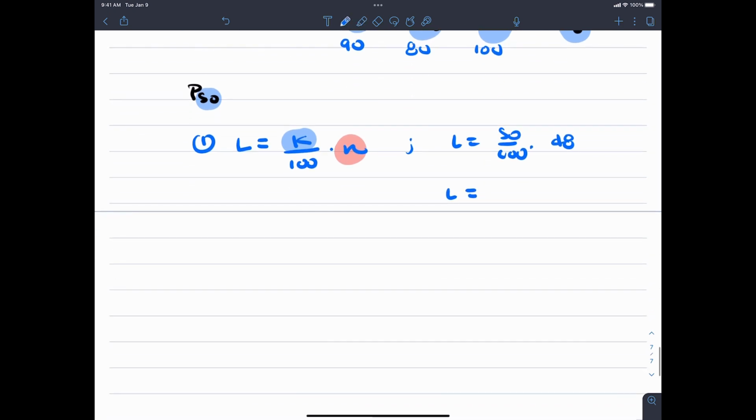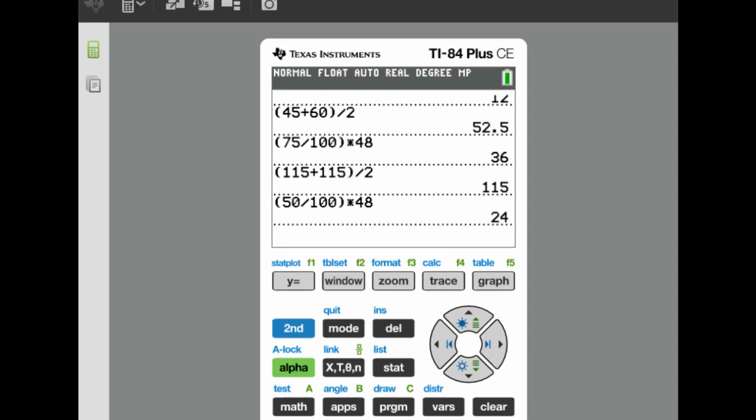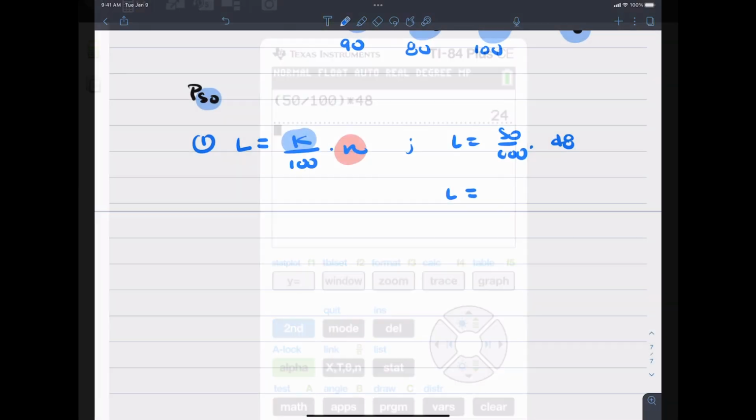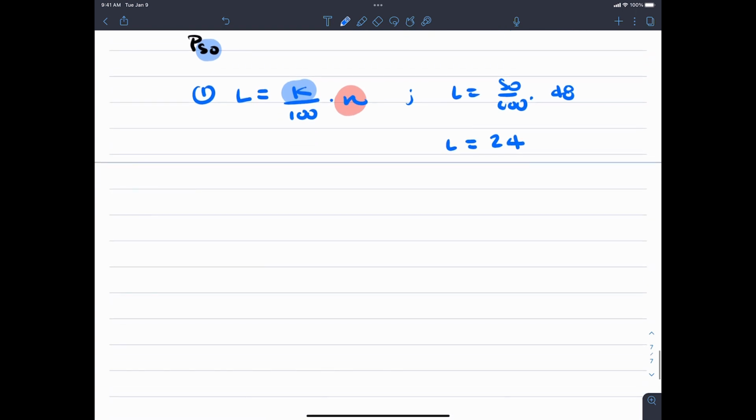So you know what 50 over 100 times 48 is by any chance? Yeah, it's going to be 24. So let's clear this out. We'll put it in: 50 divided by 100 times what number? 48. And sure enough, yes, you get 24. So here's what you guys want to remember.